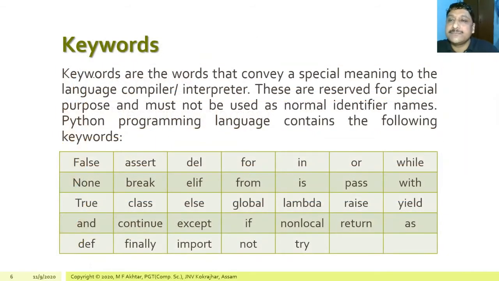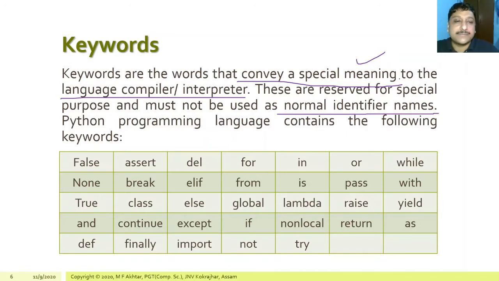Keywords: the definition is that keywords are the words that convey a special meaning to the language compiler or interpreter. Means for the Python language, some words are reserved and those words have special meaning. These are the reserved words for a special purpose and must not be used as normal identifier names. Means these reserved words cannot be used as names for different parts of the program, just like literals.